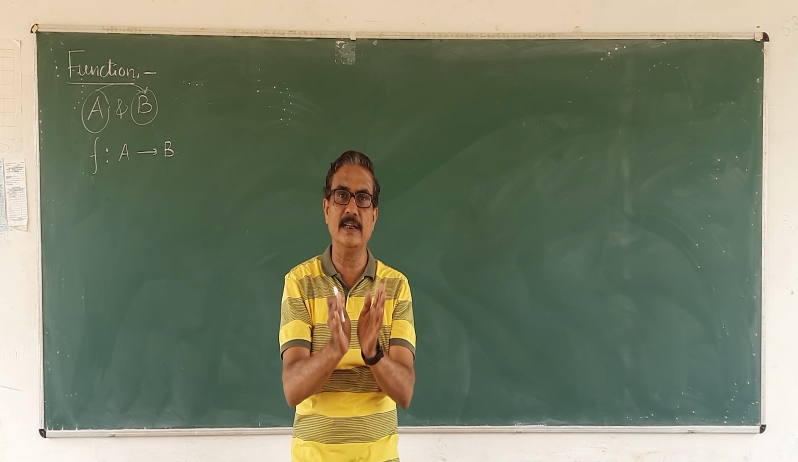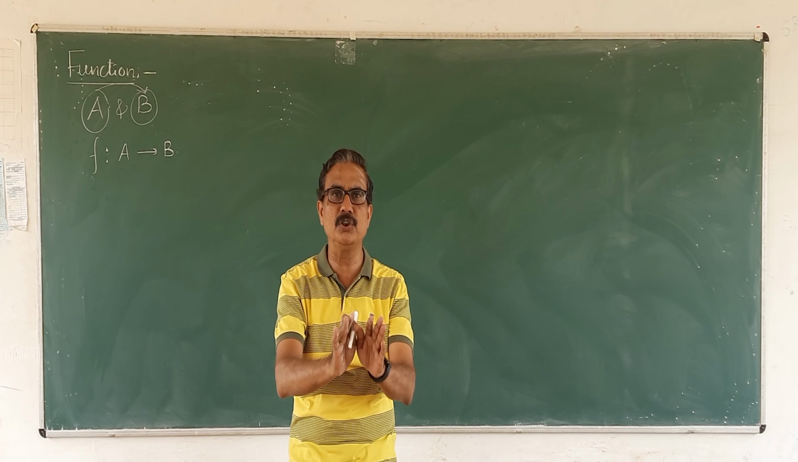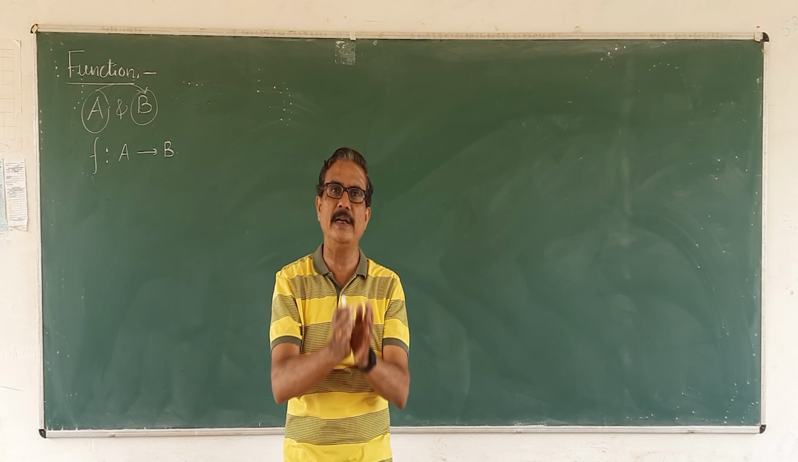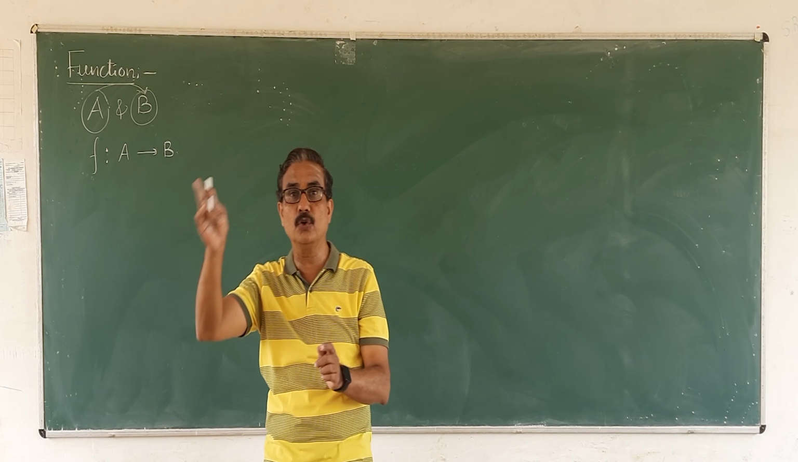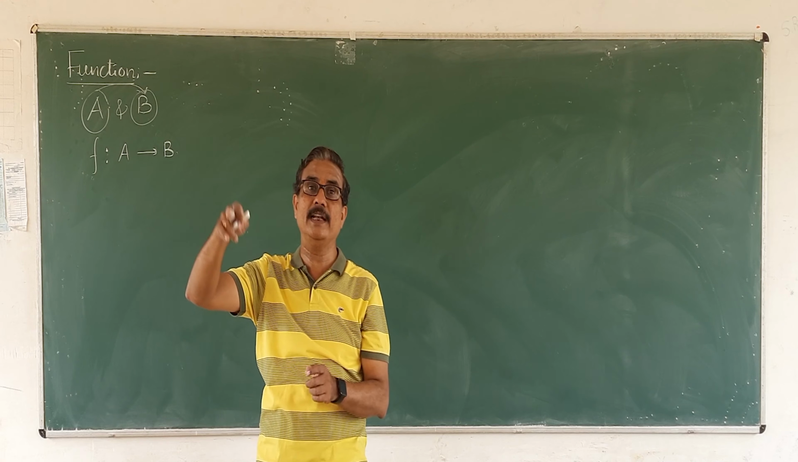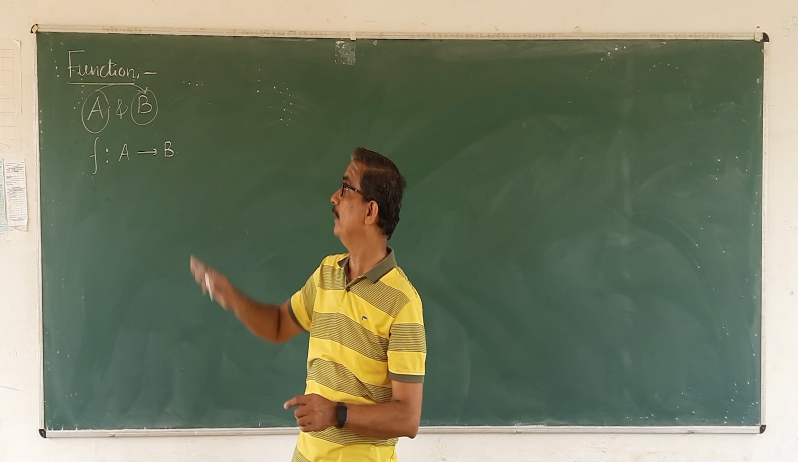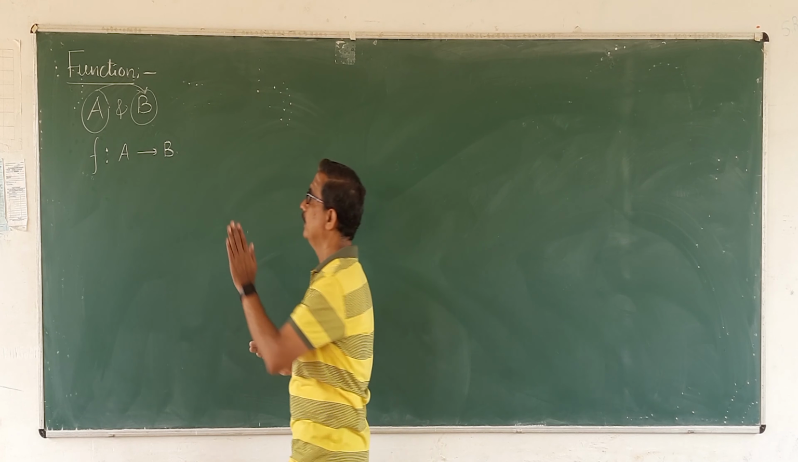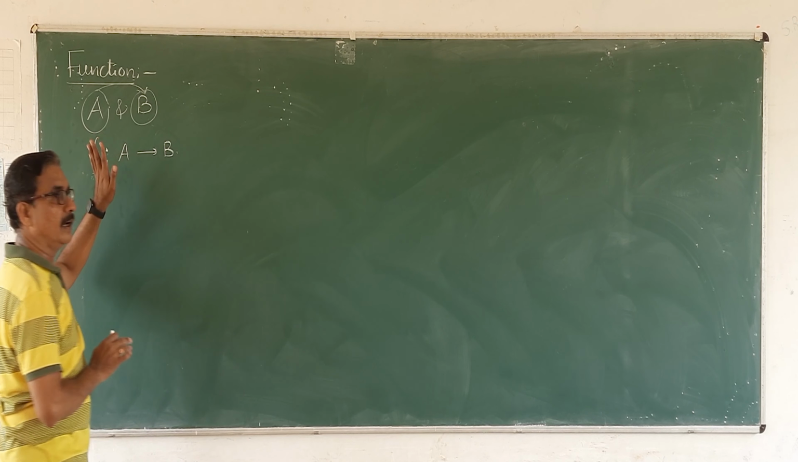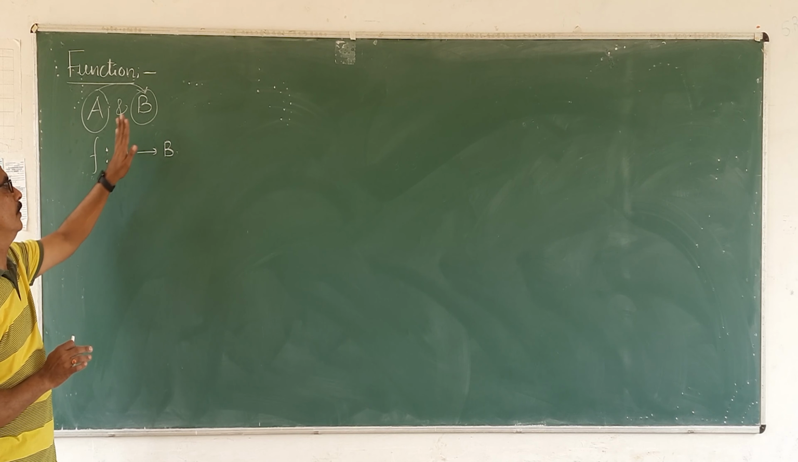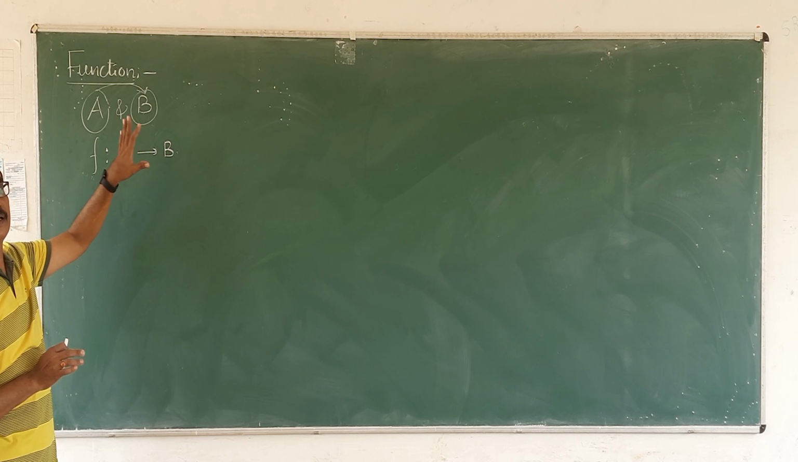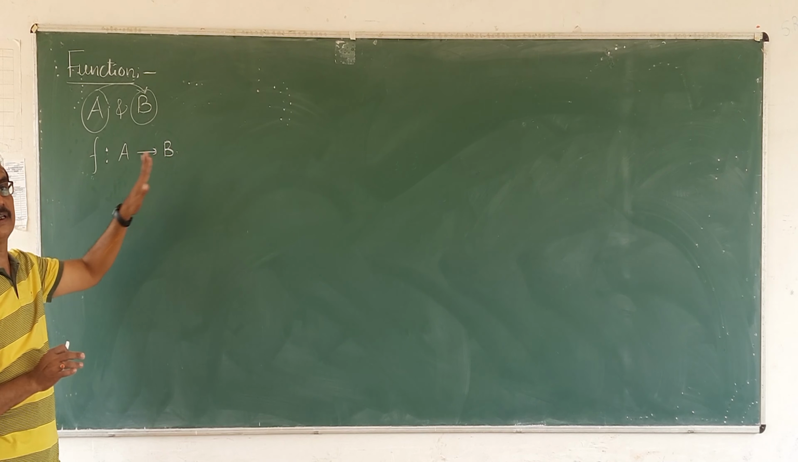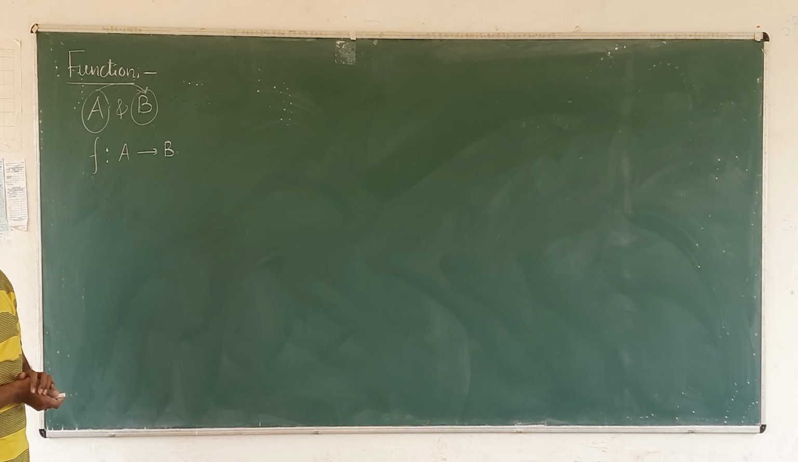So the images of every element in the first set: all the elements of a set associated with a unique element, at least one element in the set B, is called a function. All the elements in set A must be attached to elements in set B. If it is like that, then that is known as a function.